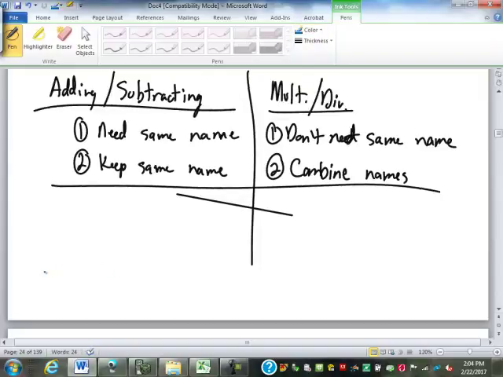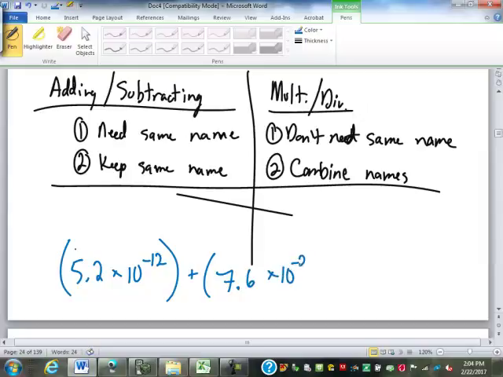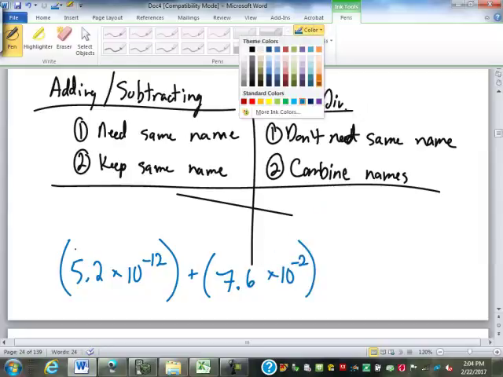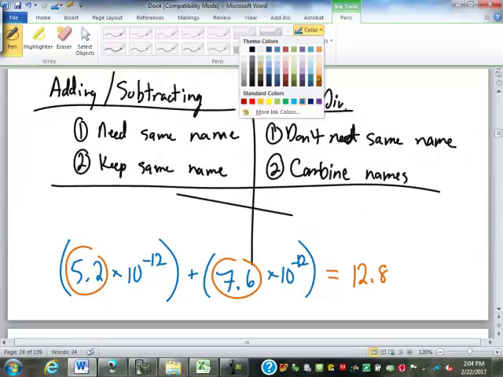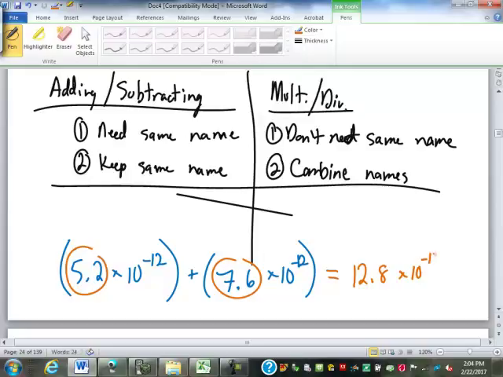So when we go to add, and I didn't try to fool you on anything on the quiz, when I gave you addition or subtraction, I gave you ones that had the same name already. Like 5.2 times 10 to the negative 12th plus 7.6 times 10 to the negative 12th. I gave you one that had the same power of 10 or had the same name. So we had to combine the counts. 5.2 and 7.6 make 12.8. Oops, I put my 1 in on my negative 12 there. So 12.8, and we keep that same name, 10 to the negative 12.